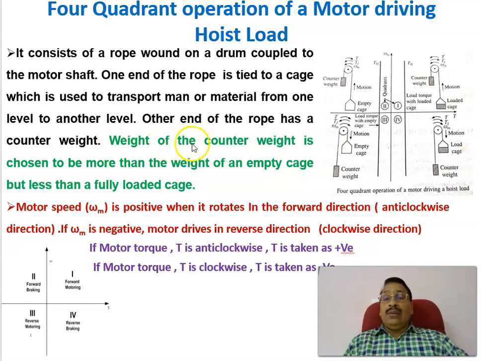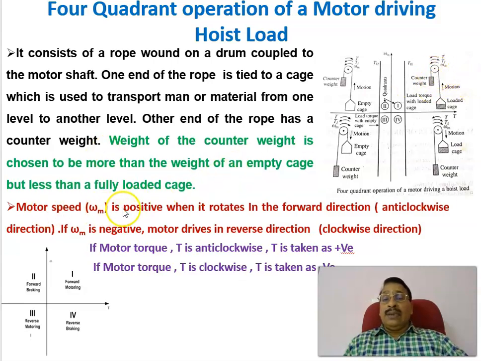There will be a counterweight, and the weight of the counterweight is chosen to be more than the weight of an empty cage but less than a fully loaded cage. That is, the counterweight is more than the unloaded cage and less than the loaded cage. So such a counterweight is chosen.